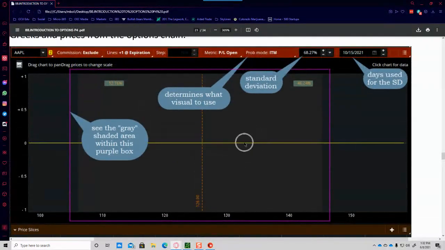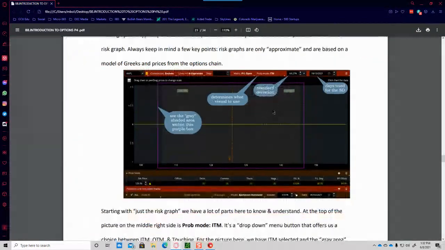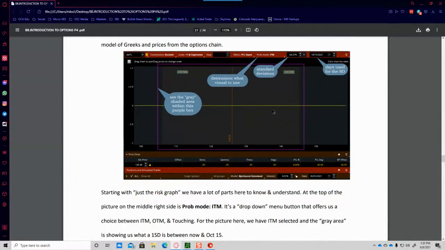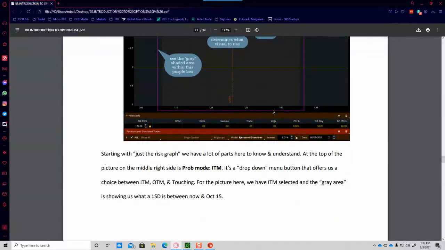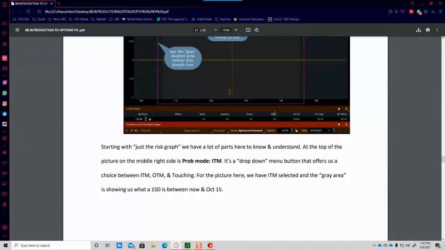So we can change that visual at the top by picking in the money, out of the money, or the probability of touching, which is a very useful feature for all of you who think you like a stop. The probability of touching can give you the likelihood that your stop is going to get hit. And then maybe you'll learn that stops aren't so good. Maybe you don't want to use a stop after all.